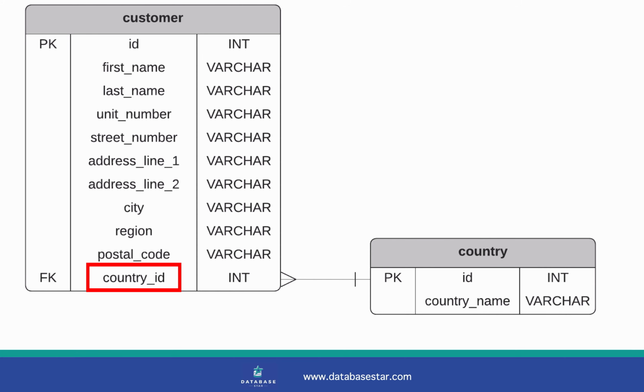Finally, we have a country field. We can store the name of the country here, but I think it's better to have a separate table that lists all countries, and store the ID here as a foreign key. This makes validation easier. Here's what our design would look like. We've got a range of address fields in our customer table, and a link to the country table.